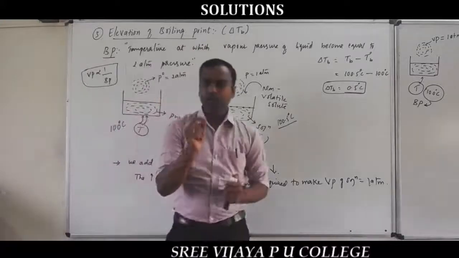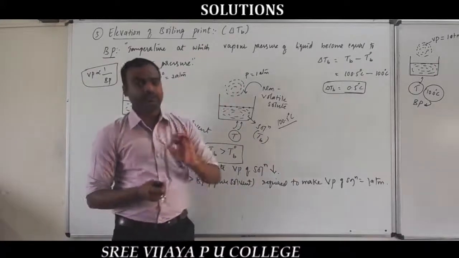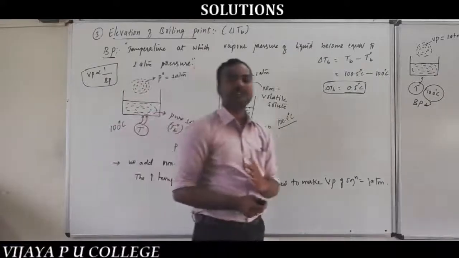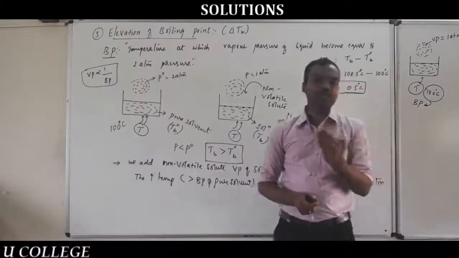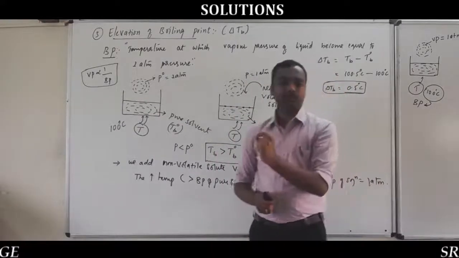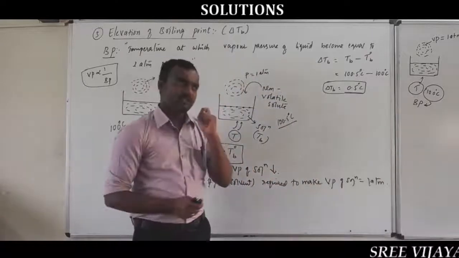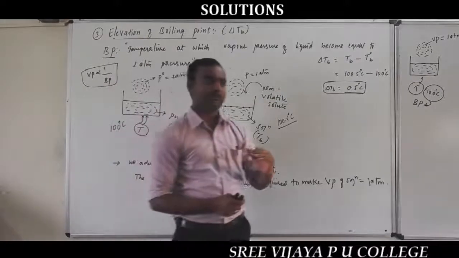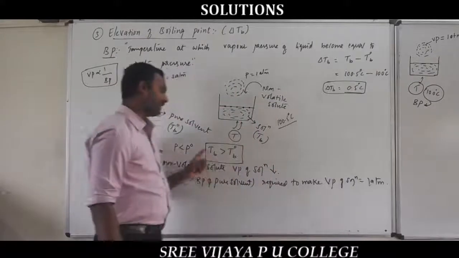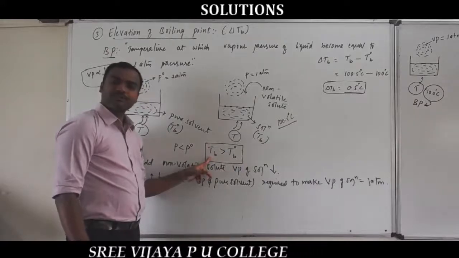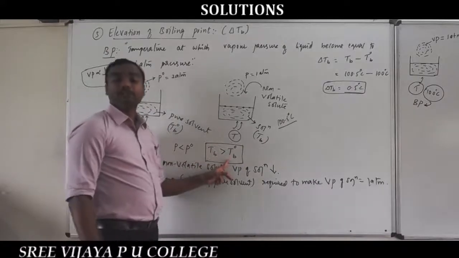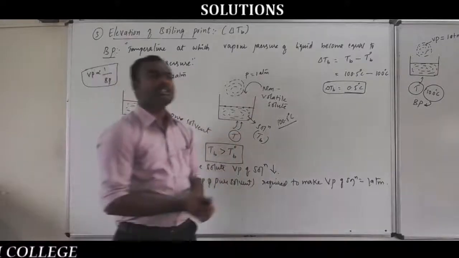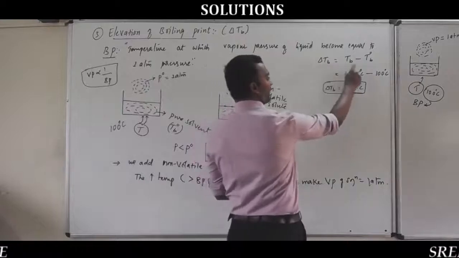So when we add non-volatile solute into the solvent, definitely the vapor pressure of the solution decreases. We know that vapor pressure is inversely related to boiling point. As the vapor pressure of solution decreases, to make it equal to 1 atmospheric pressure, we require a higher boiling point. Hence, TB, the boiling point of solution, is always higher than the boiling point of pure solvent. How much the temperature has increased, that is how much the boiling point has elevated, can be calculated: delta T is equal to TB minus T naught B.